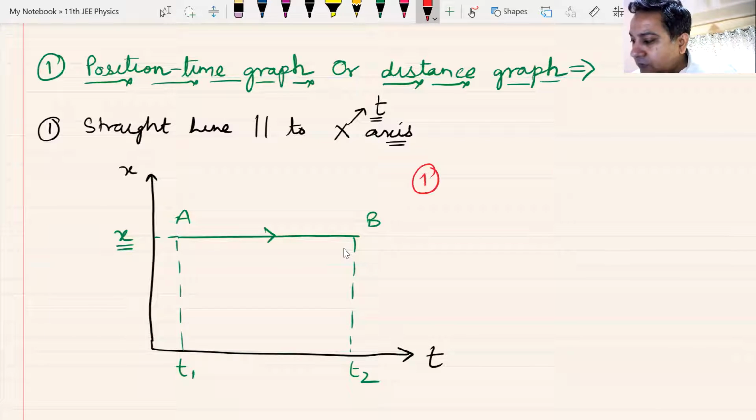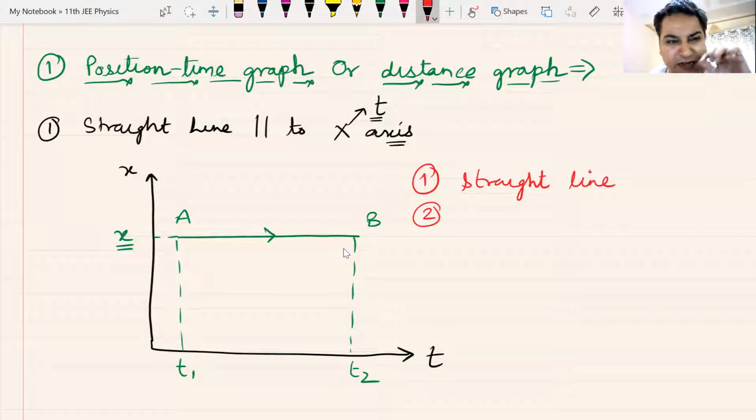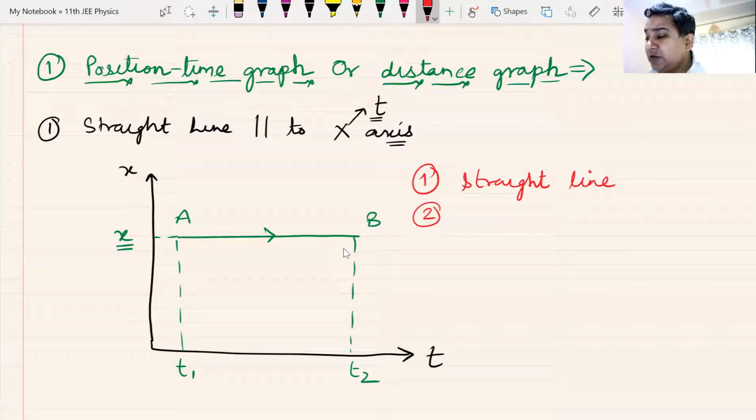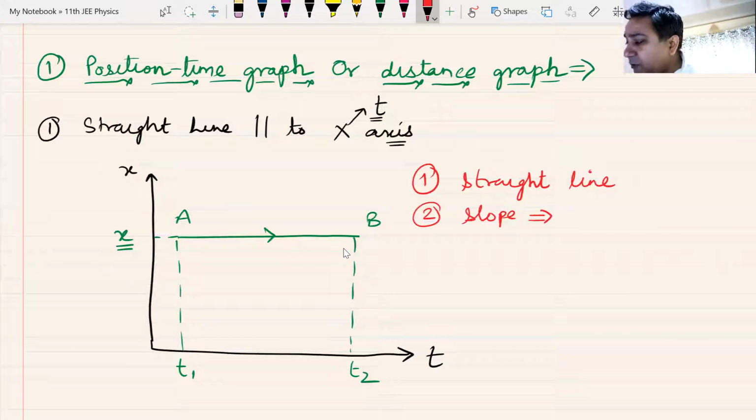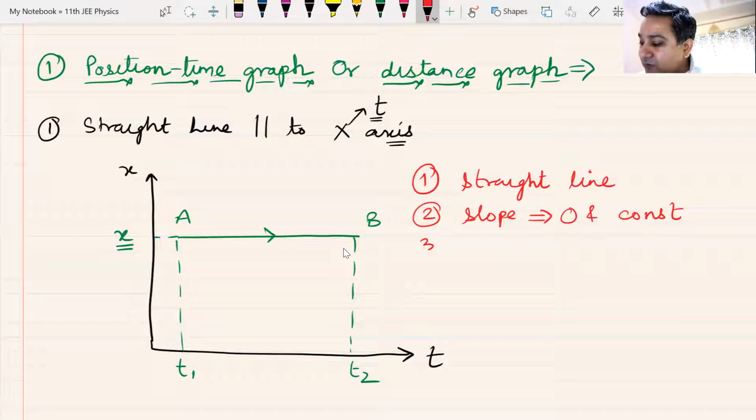Number one, this graph is a straight line graph. Yes, you are right. Number two, let us come to each and every point one by one. It's a straight line graph which is parallel to x-axis. What is the slope of this graph? The slope of this graph is 0 and it is also constant, does not change. Slope is 0 and constant.